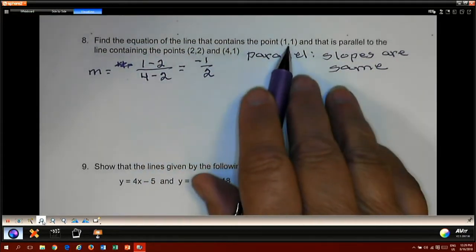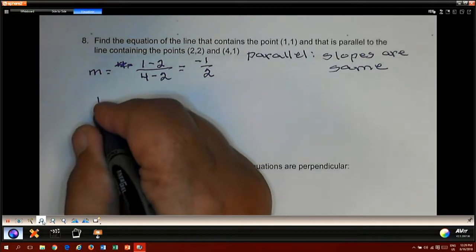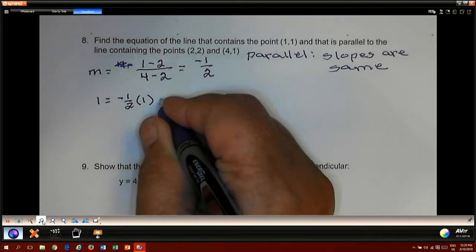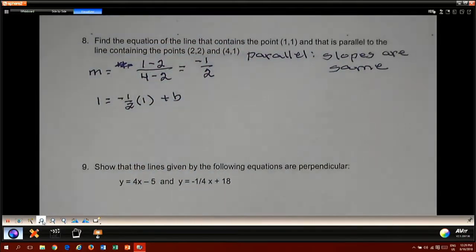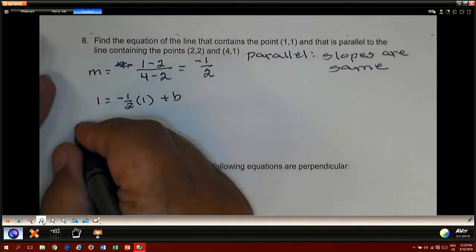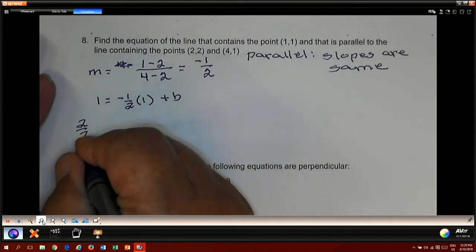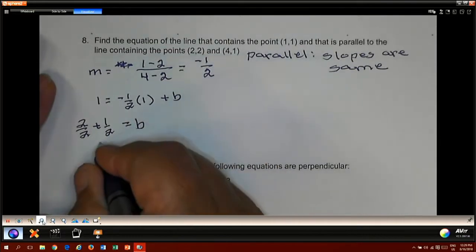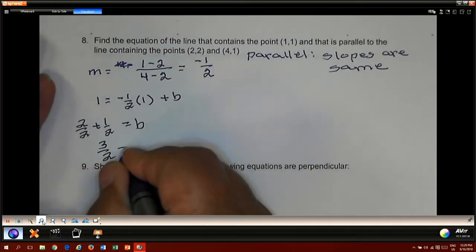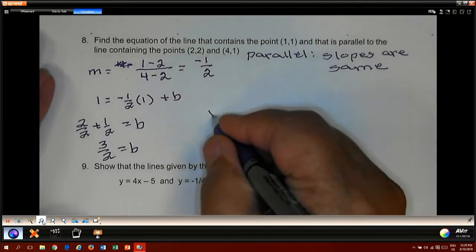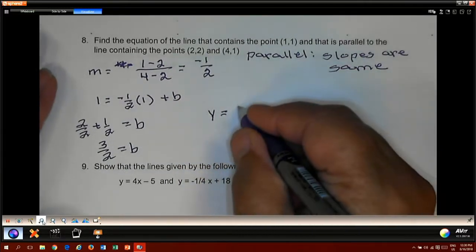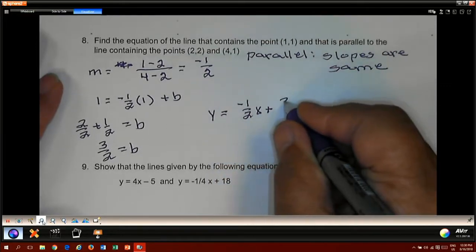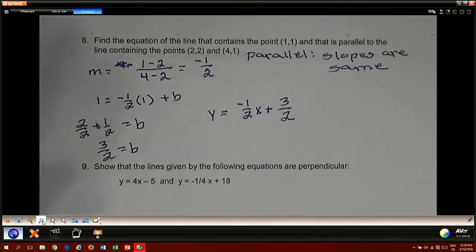And now use this slope with the point. So 1 equals negative 1/2 times 1 plus b. This becomes 2 over 2 plus 1/2 equals b. So 3/2 is b. So the equation of the line is y equals negative 1/2 x plus 3/2.